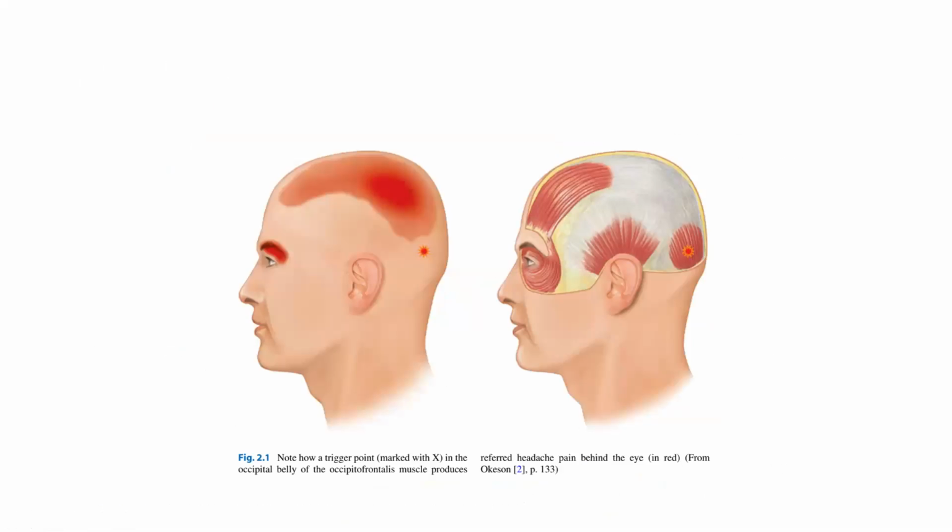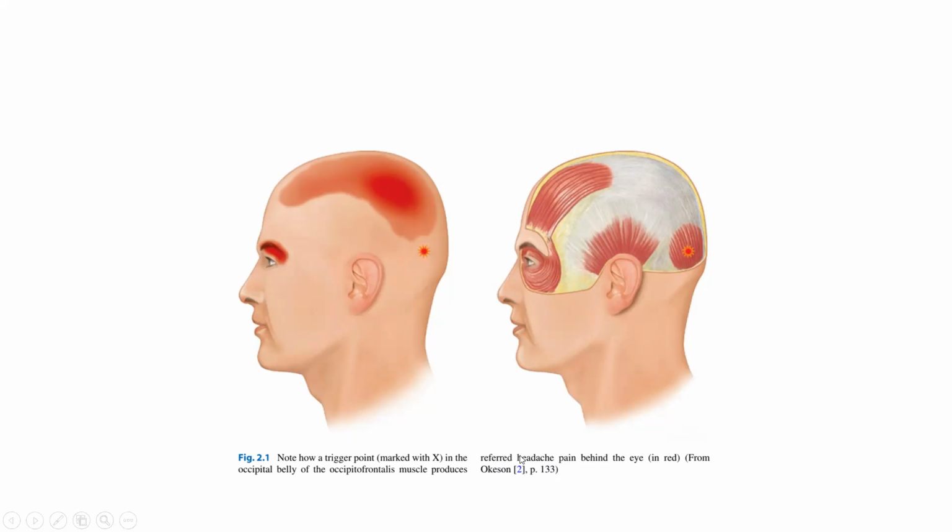In order to understand temporomandibular joint disorders, we must understand the different trigger and referred pain areas. For example, in this figure, this marked portion is the occipital belly of the occipitofrontalis muscle, and the trigger point at the occipital belly refers pain to behind the eye, and refers headache from the area behind the eye.